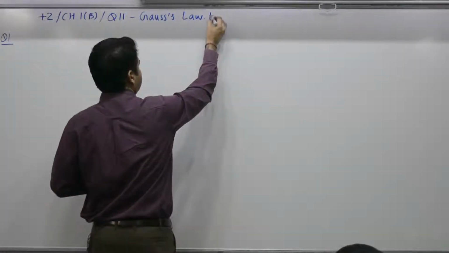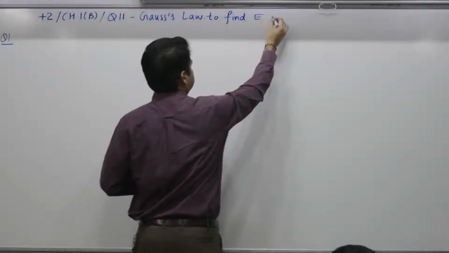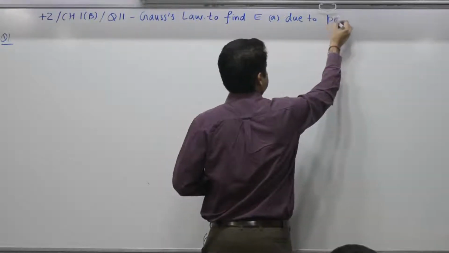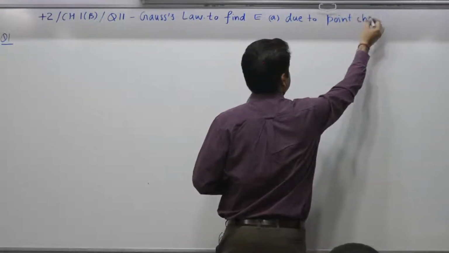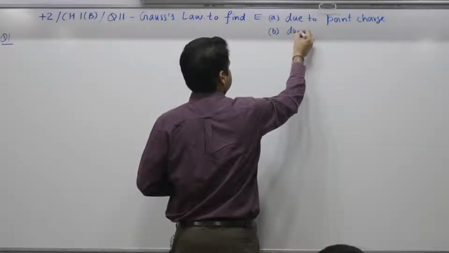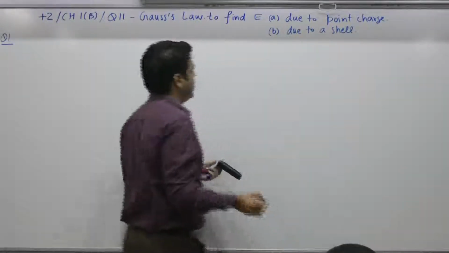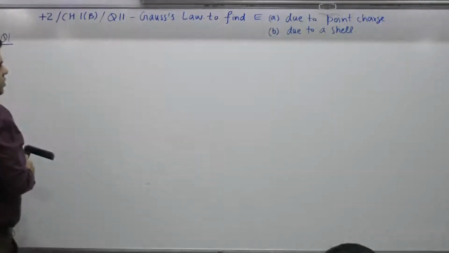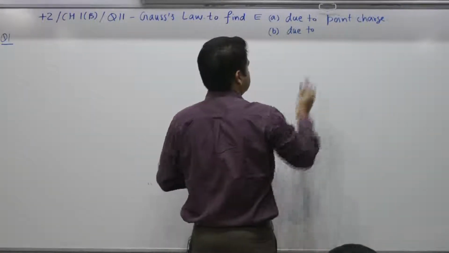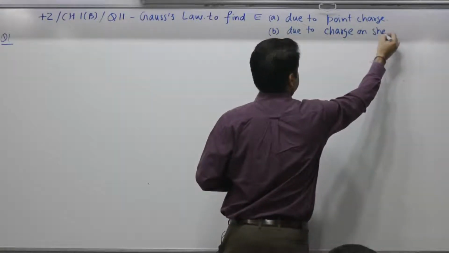Gauss's law to find E. A part is due to a point charge. B part is due to a shell, charge on a shell.